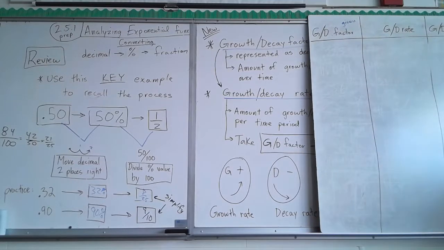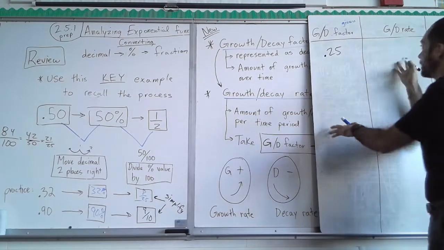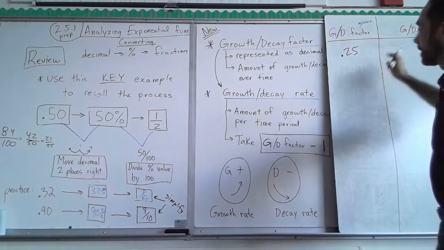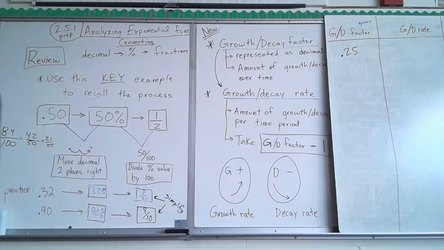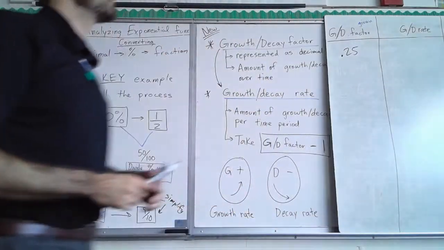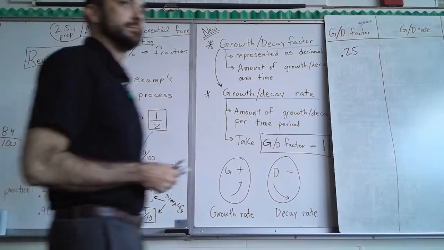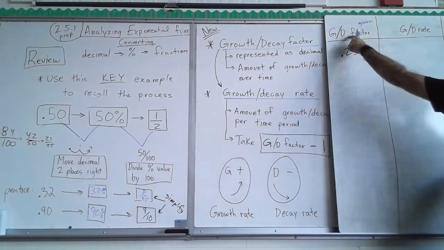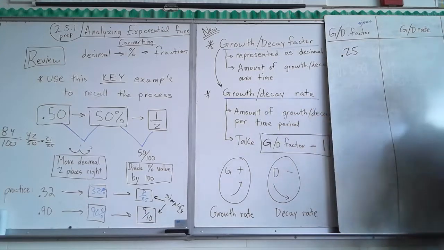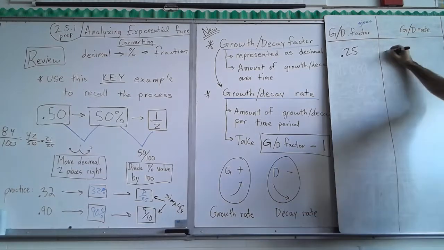All right, here we go. How about 0.25? Let's try this on our own. Go ahead and find the growth decay rate from 0.25. If you want to use technology to do that minus 1 real quick, that's fine. So we have 0.25 for our growth decay factor. That's what's given. We need to get down to the rate right here. So somebody just tell me, what's the process? What do we do with that 0.25? Subtract 1. 0.25 minus 1.